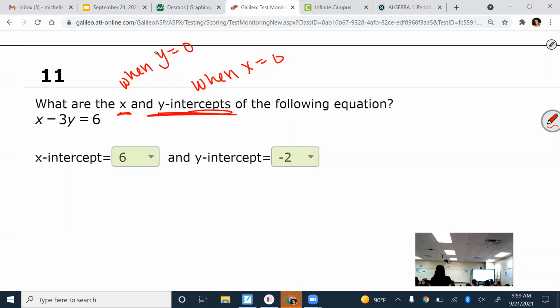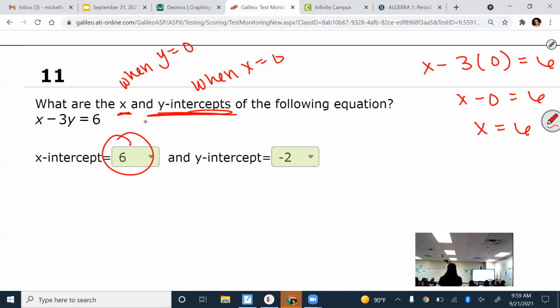So if we're finding the x-intercept first, that means that y is going to be 0, so plugging in a 0 for the y. Right, the equation comes from what's given to you. You don't have to rearrange it or anything. And then keep solving. So what's 3 times 0? What's x minus 0? And then now that I have the x by itself, x equals 6. That's why my x-intercept was 6. Make sense?